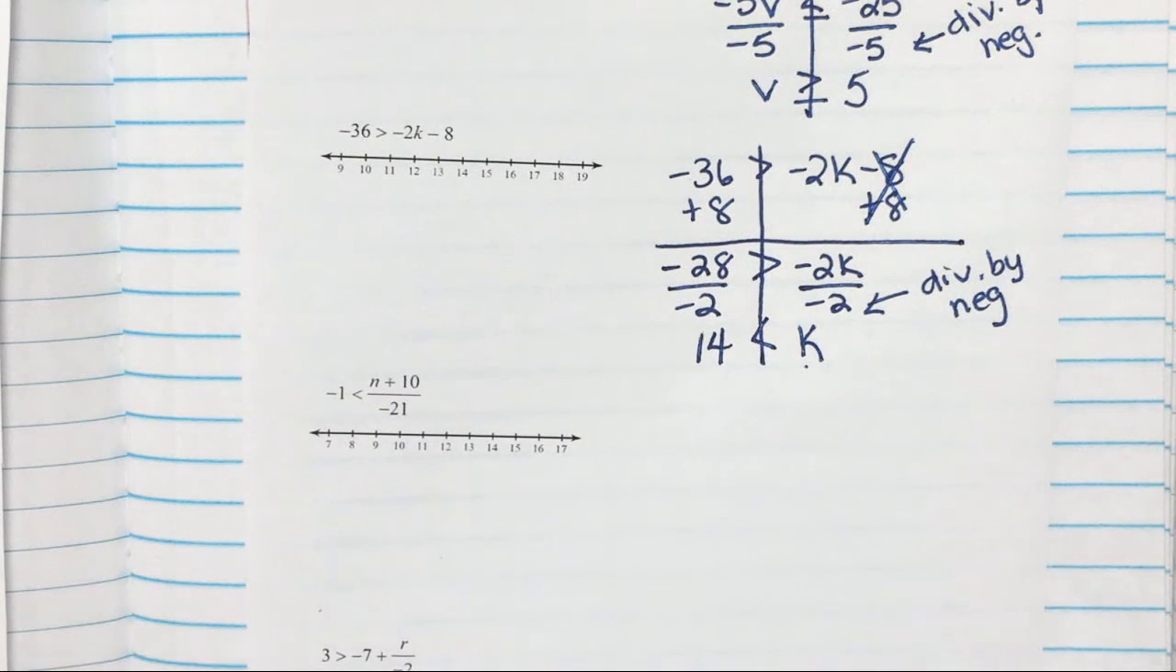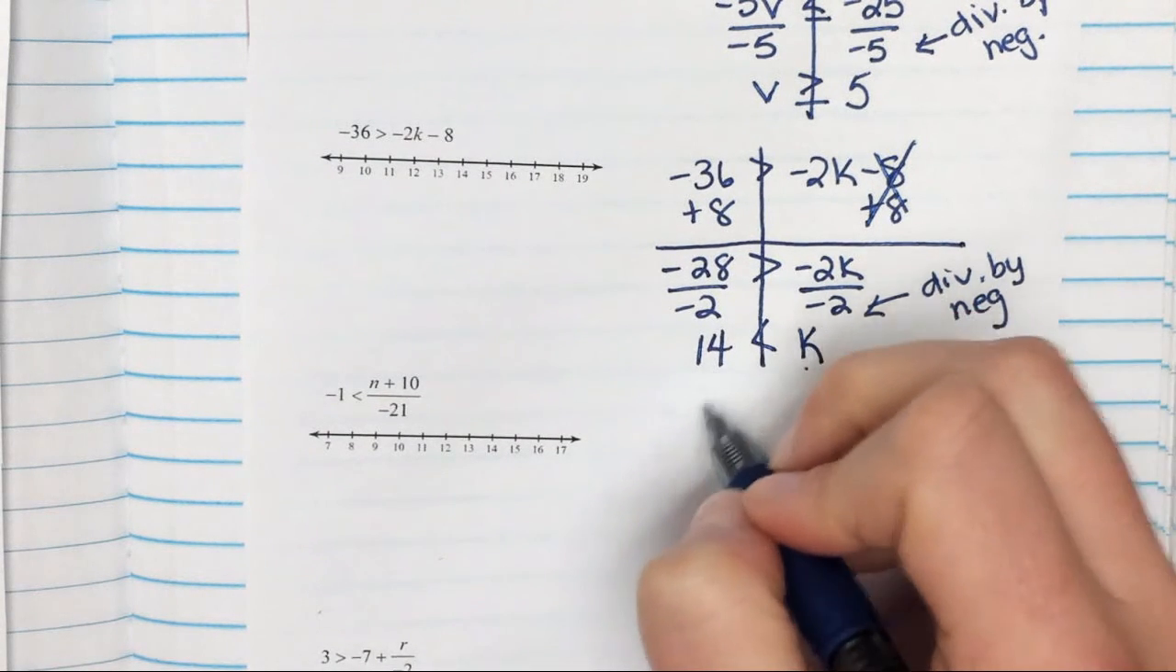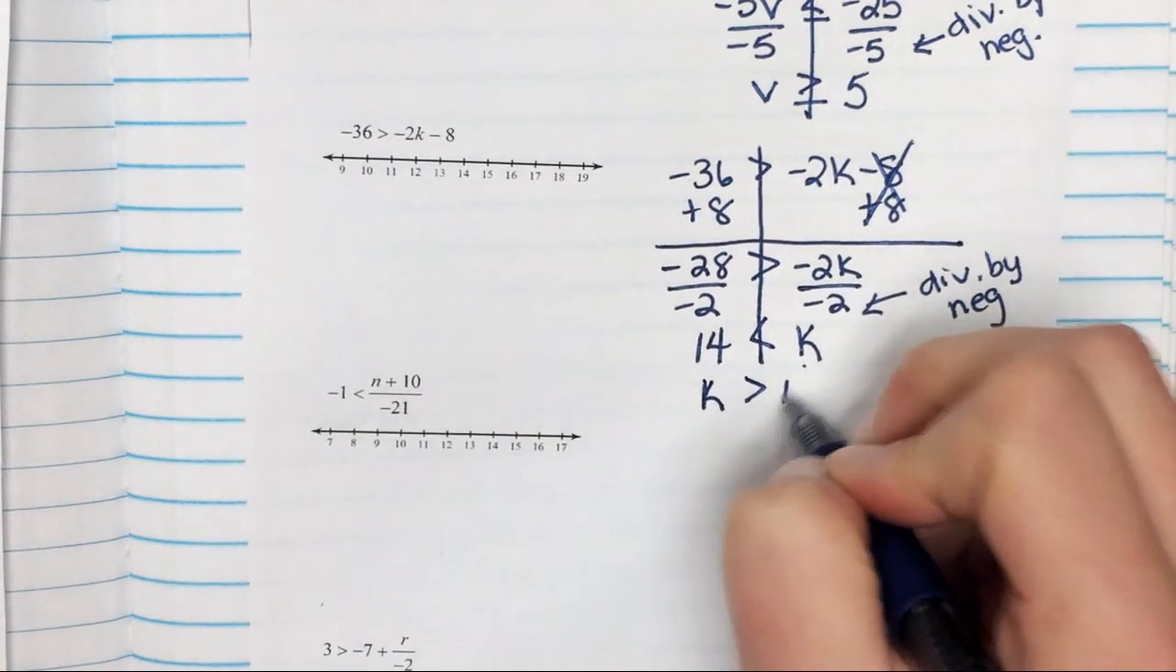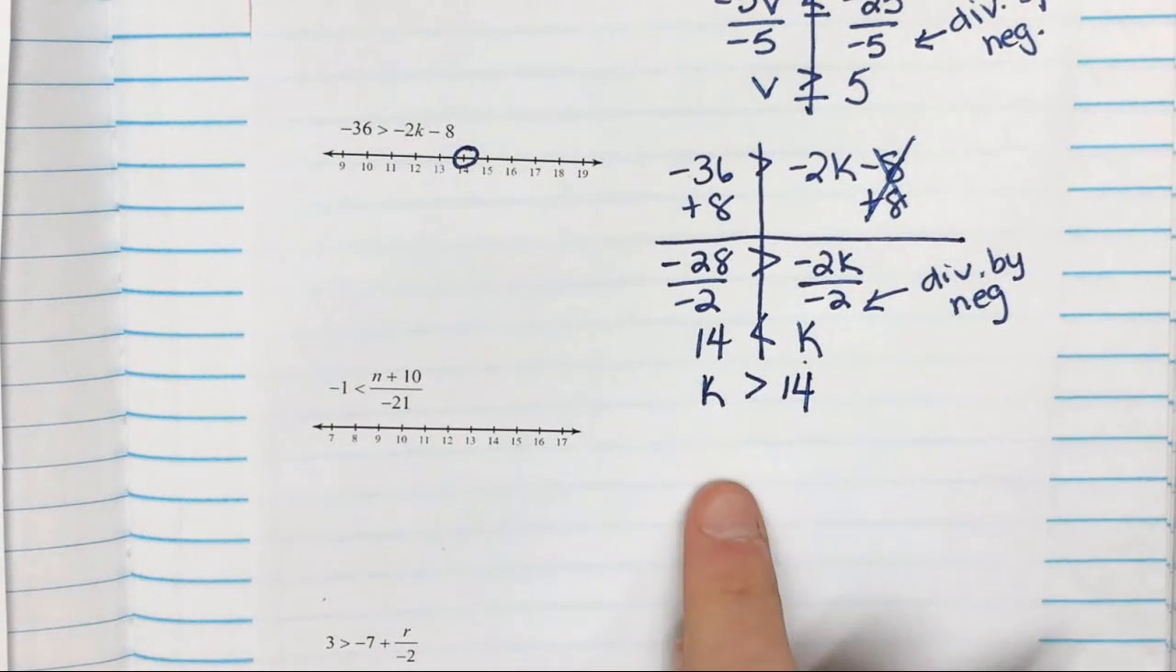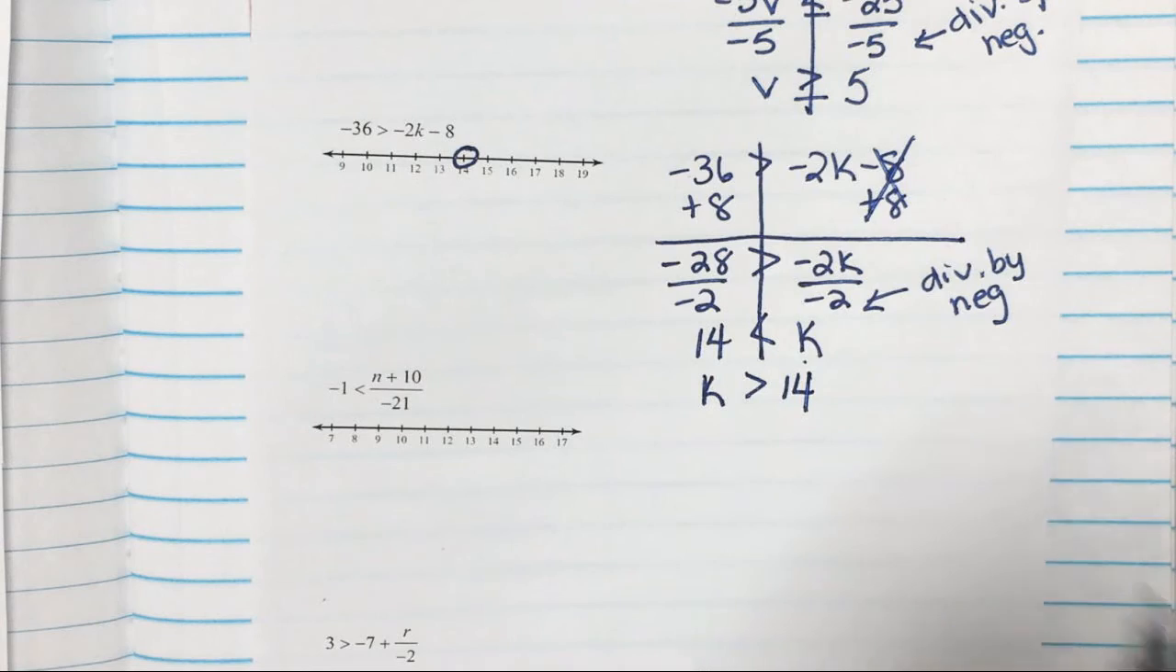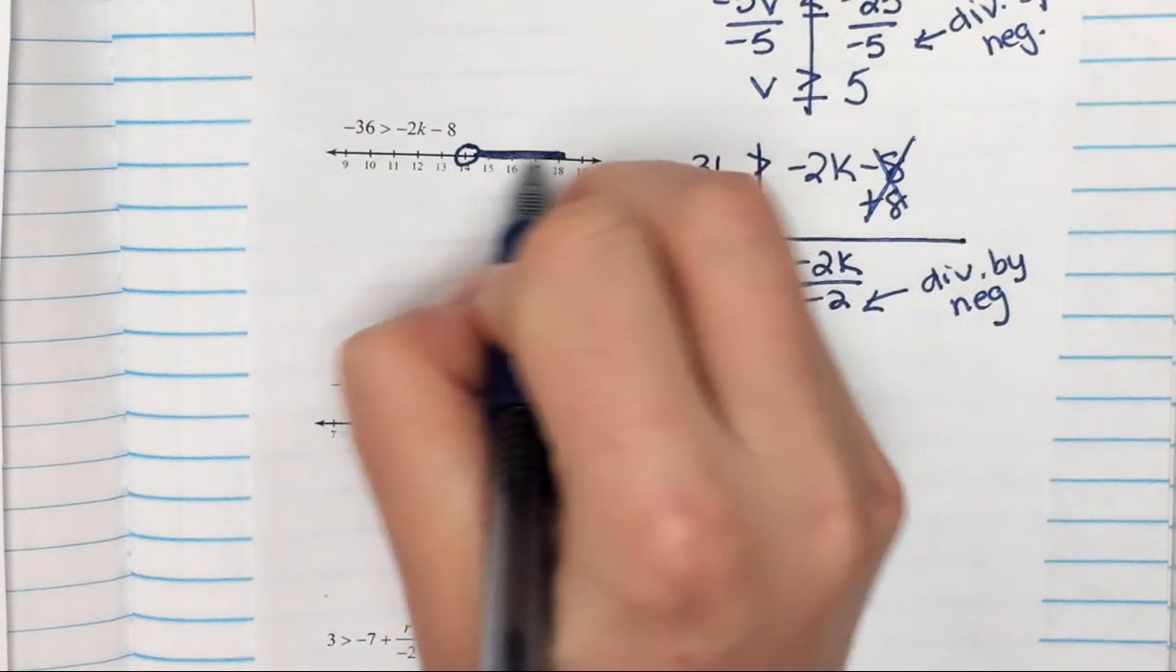Flip that around to put the variable first. I have k is greater than 14. So I have an open dot on 14, and my arrow is pointing to the right because that's where all the numbers greater than 14 are located.